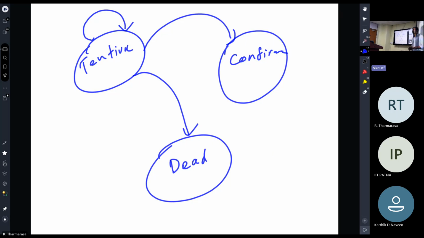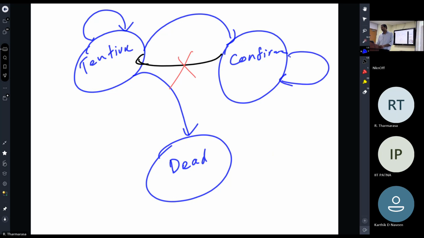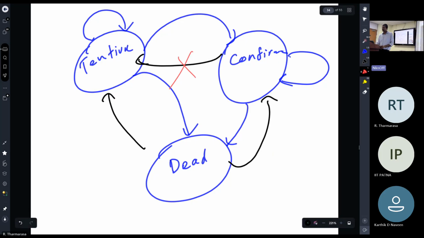Once it's confirmed, we don't allow this. Okay? We don't allow that. So you can't go back to tentative. Once you confirm, you don't go back. At least this is my rule, right? If you want, you can come up with your own rule. Nobody would stop that, but I don't do that. Then it can stay in confirmed, then it can go dead. But if it's dead, then it is dead. You can't go back. I don't allow that.